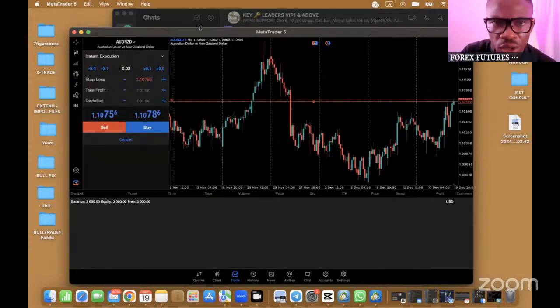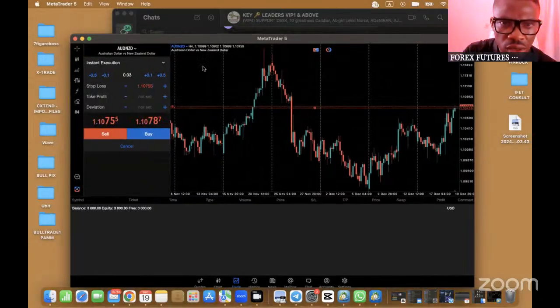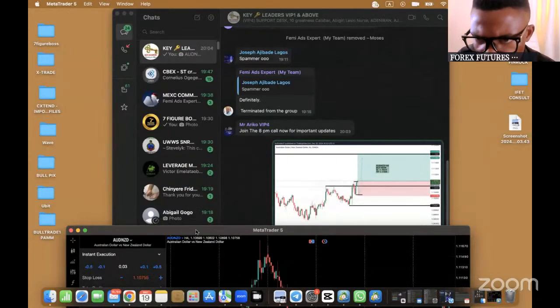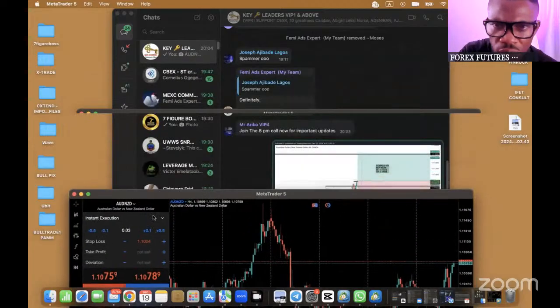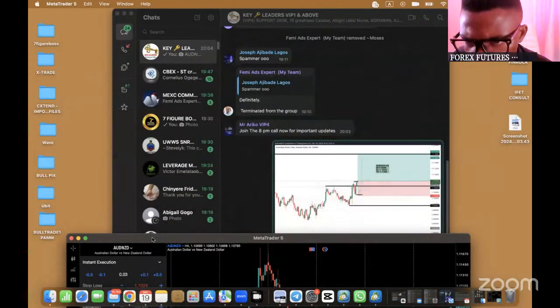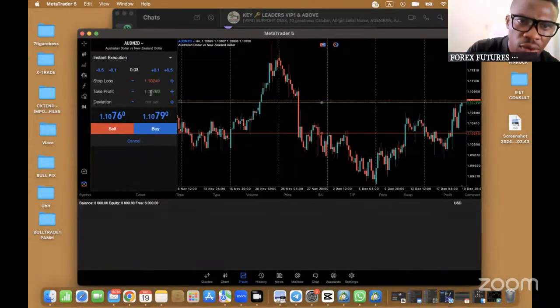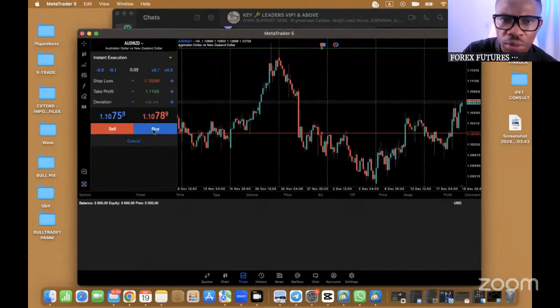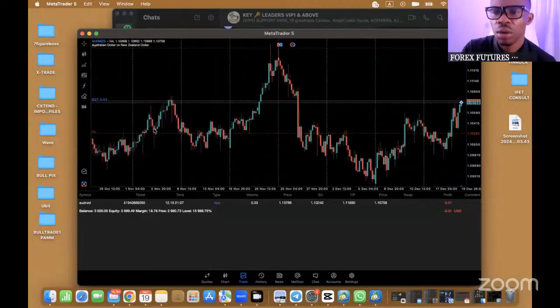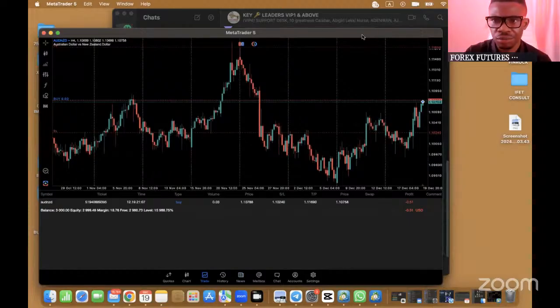My stop loss is 1.1024. My take profit is 1.1169. So I'll buy. I'm in. The price is in. Market is in right now.